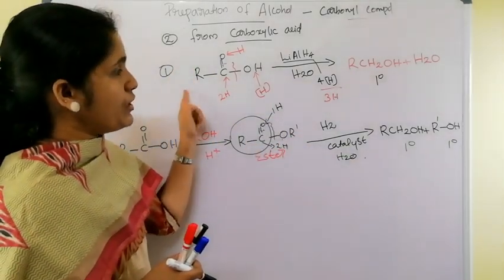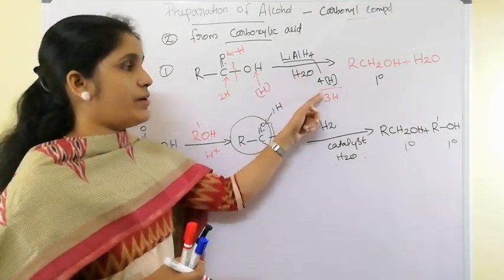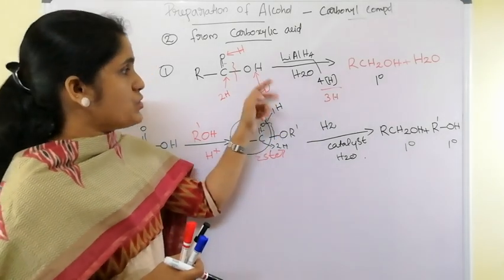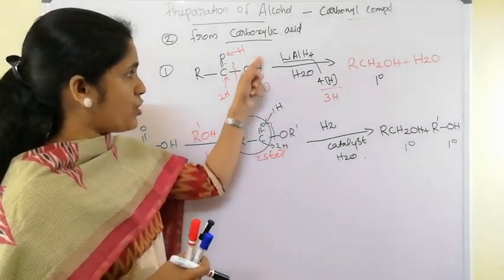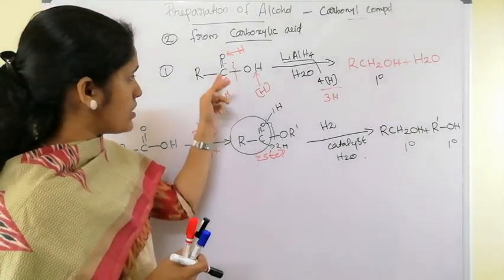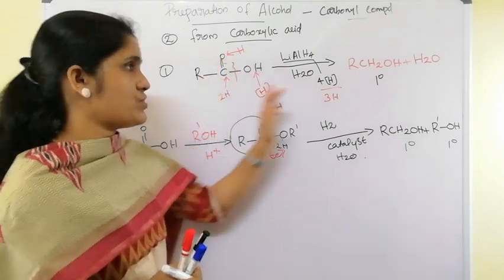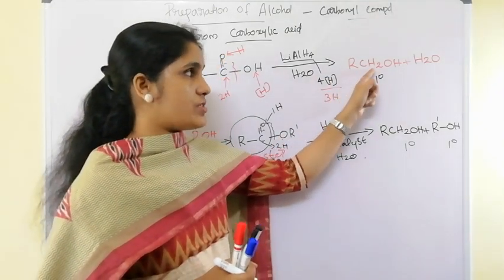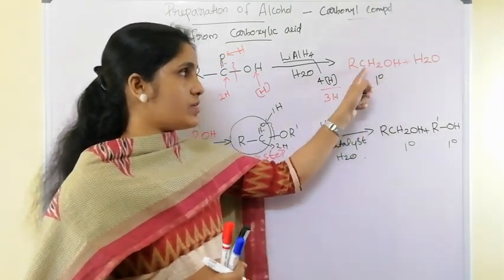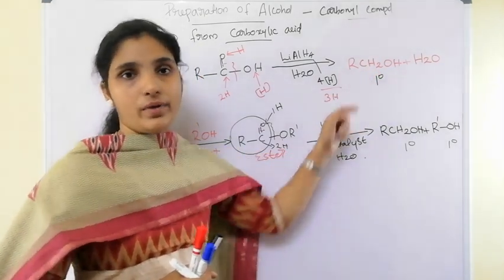For carboxylic acid, the generally used method is lithium aluminum hydride. Lithium aluminum hydride supplies 4 hydrogens. Here one of the hydrogens is taken by this OH and eliminated as H2O, and 2 hydrogens are accepted by this carbon and 1 is given to the oxygen, and from that part we will get RCH2OH. Since it is attached to a primary carbon, this is a primary alcohol.